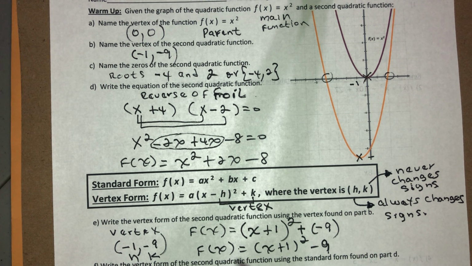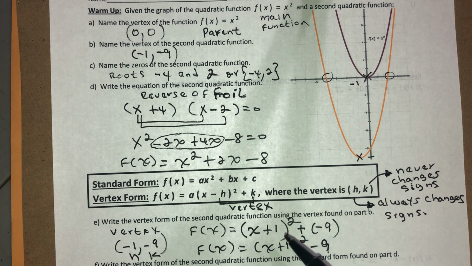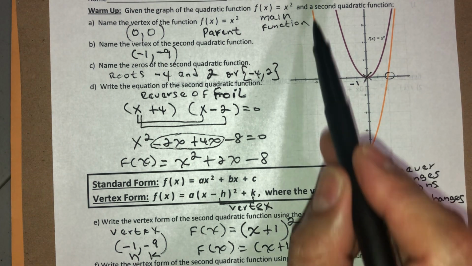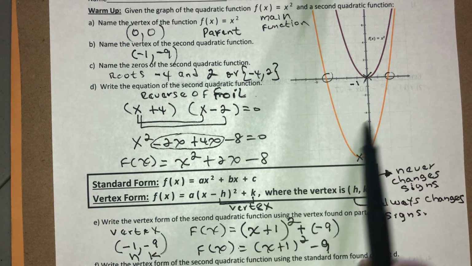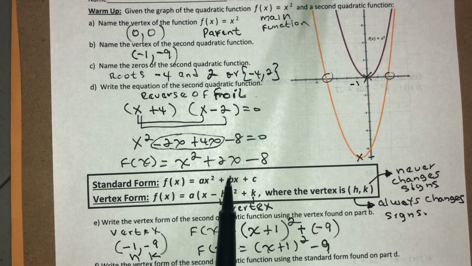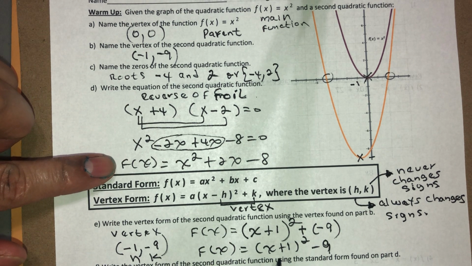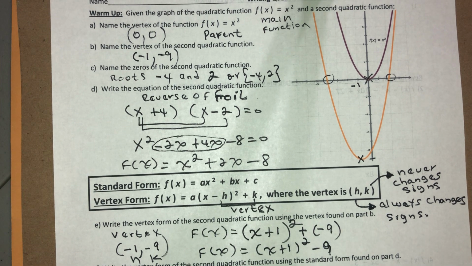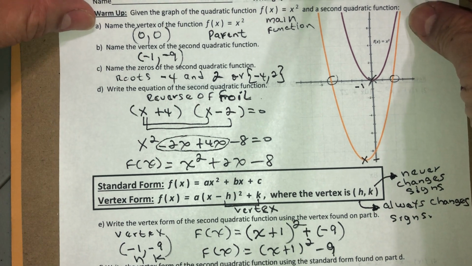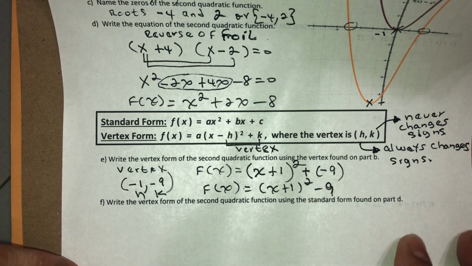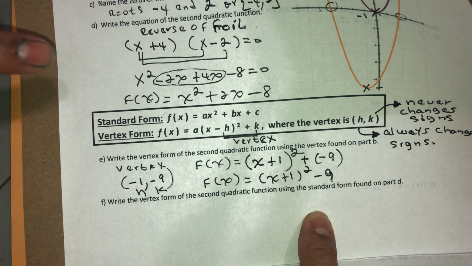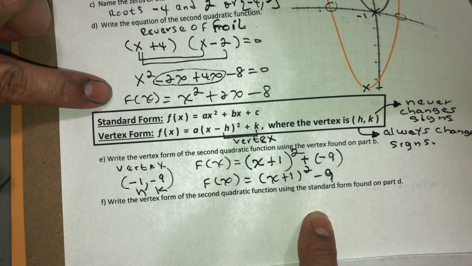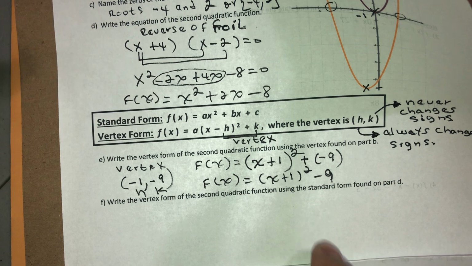So we already wrote the vertex form of the second function, okay? We have the standard form, and now we have the vertex form. So these two are exactly the same. Now, they're asking us to write the vertex form of the second equation, but they want us to use the standard form, the one that we found on part D, okay?